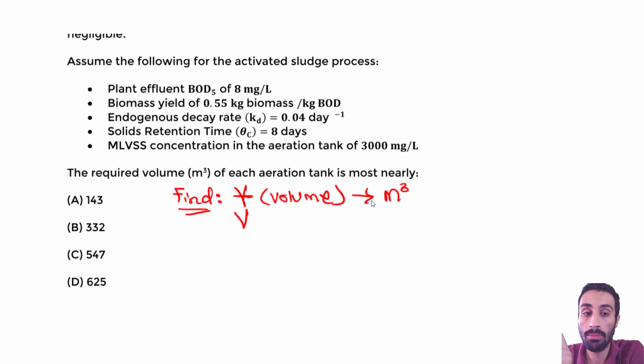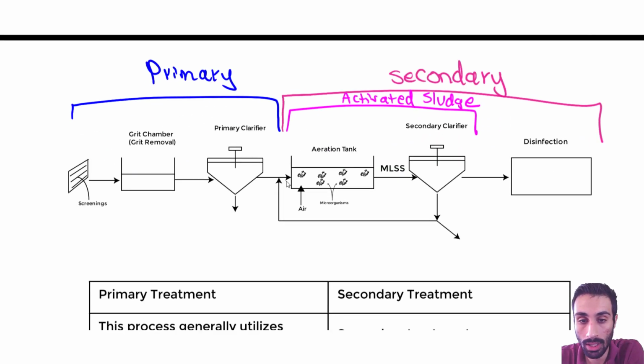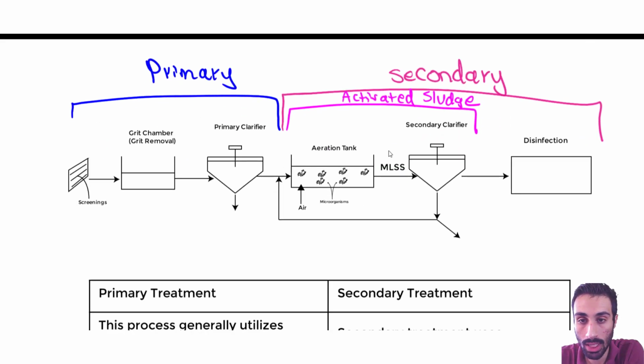So let's go back above. Let's not forget what we want to find. It's the volume of the aeration tank, right? So where's that aeration tank? It's part of this secondary treatment, essentially, where we have that biological treatment, activated sludge. So that's what we want to find. We want to find the volume of this tank. Volume of the tank.